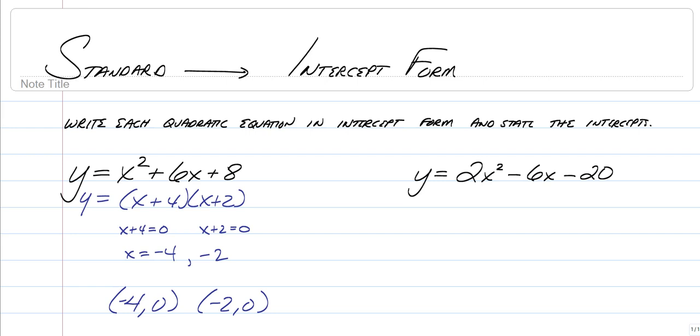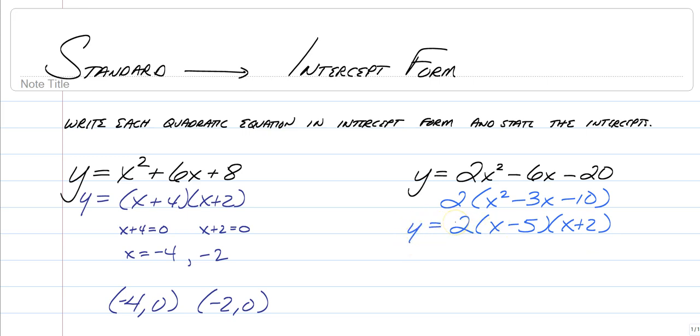So the next one, the first thing we would want to do is factor out a 2, leaving us with x squared minus 3x minus 10. Think of two numbers that multiply to a negative 10 but add to a negative 3. That would give us an x minus 5 and an x plus 2. Of course, we have the 2 in front.